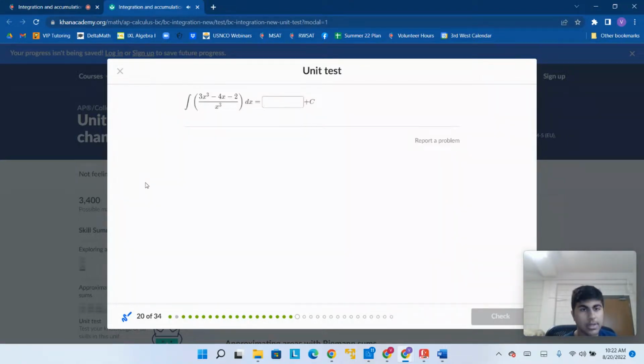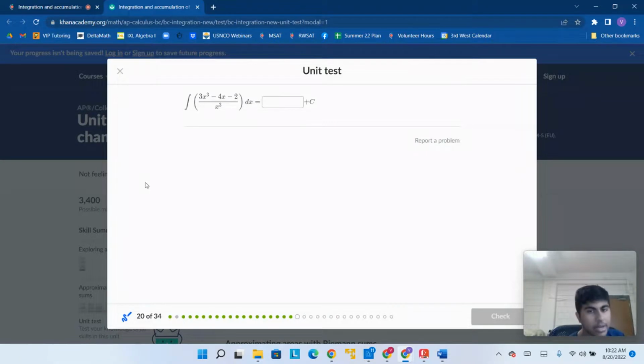Okay, so now we are trying to find this thing, whatever this is. Since we only have one term in the denominator, that's really nice. So we're just going to cancel out each one. So we have the integral of 3x cubed over x cubed, or 3, minus 4x over x cubed, so minus 4 over x squared, minus 2 over x cubed dx, which is going to be, well, 3x for the 3.